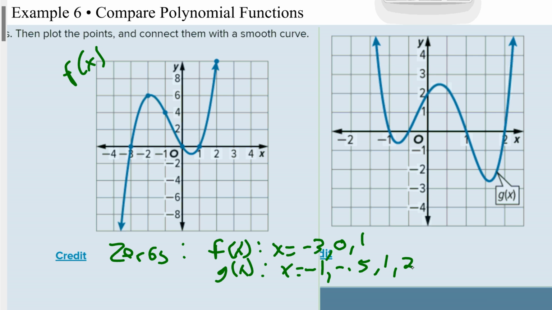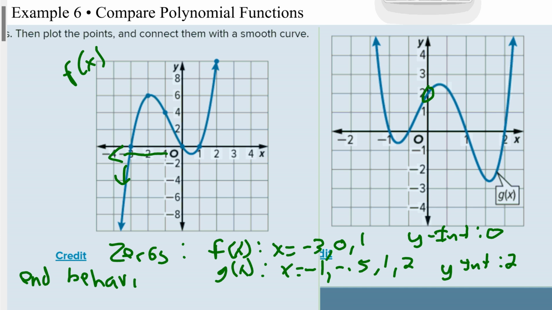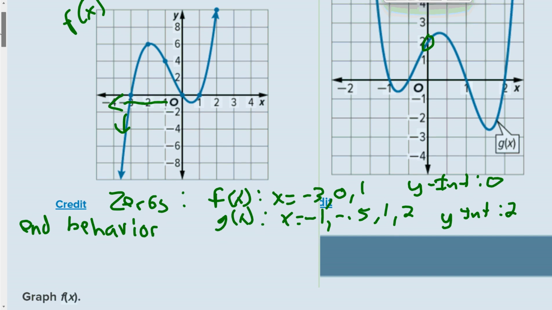Another thing I can do is compare the y-intercepts. The y-intercept of f of x is at 0, and this one is at 2, right? We cross right here at 2. Okay, so those are some key features. Also the end behavior. As I go more and more this way on f of x, this one goes down, right? So end behavior.